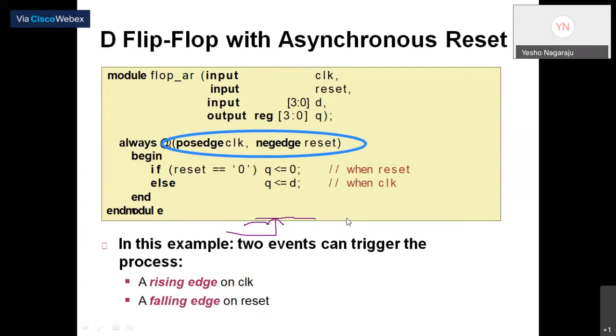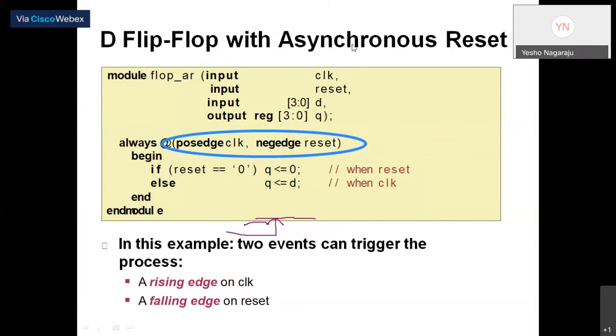Okay, now let's go to another D flip-flop. These are the general things that are used in sequential design. Many a time a question would be asked, how do you define this, how do you define that? D flip-flop with asynchronous reset.